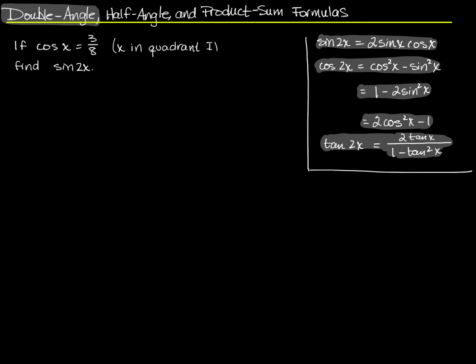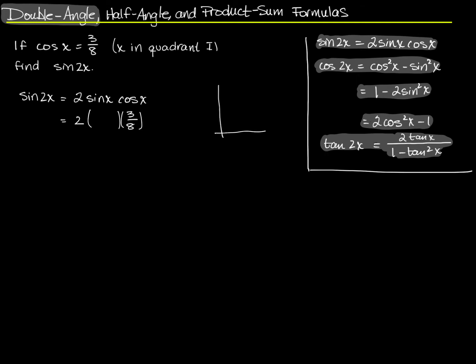Here's our first one. If the cosine of x is 3 over 8, that's adjacent over hypotenuse, and x, the angle, is in quadrant 1, find the sine of 2x. Well, we know that the sine of 2x is equal to 2 times the sine of x times the cosine of x. We know the cosine of x. It's given to us. It's 3 over 8. So all we need to do is figure out what the sine of x is.